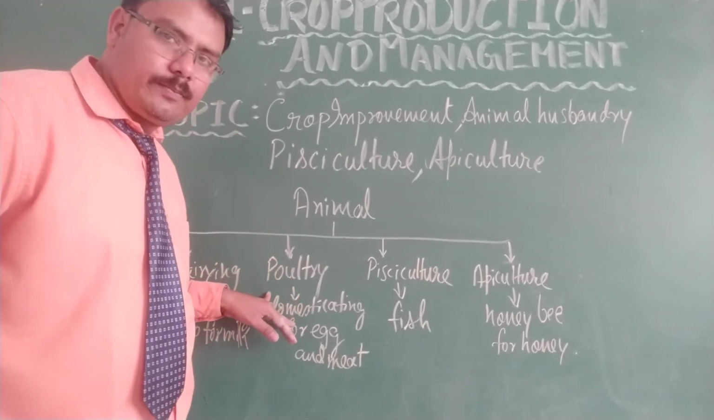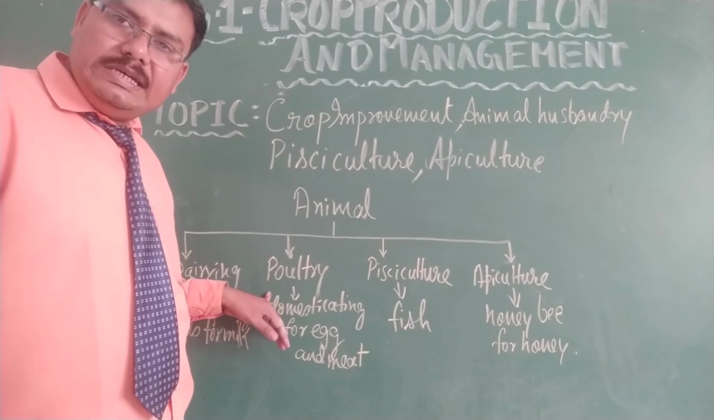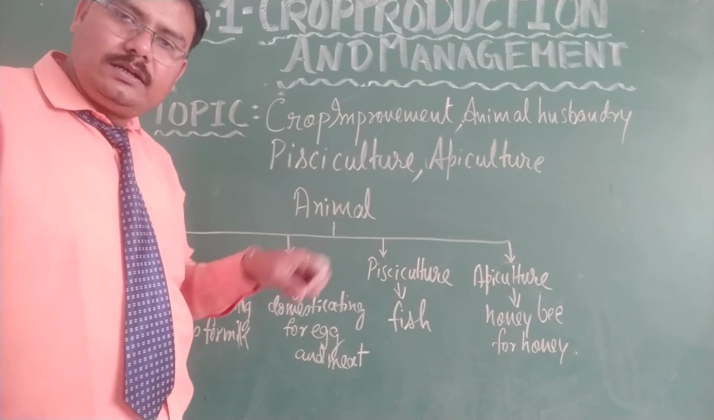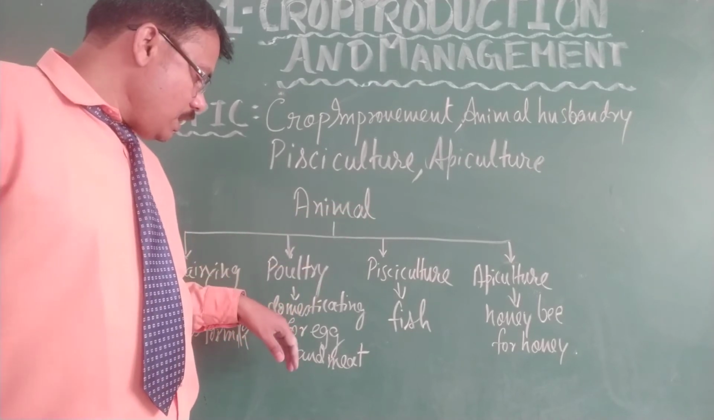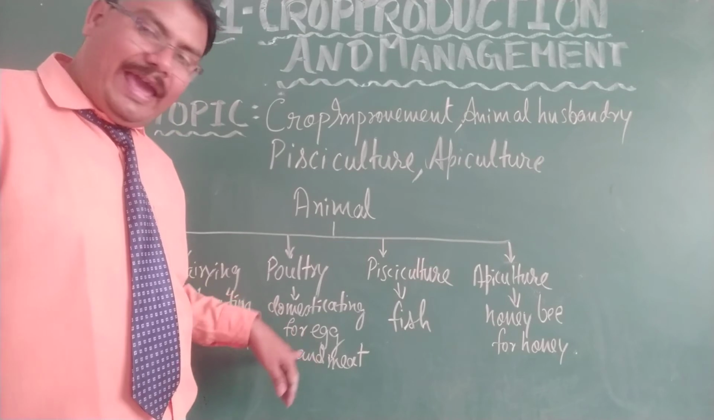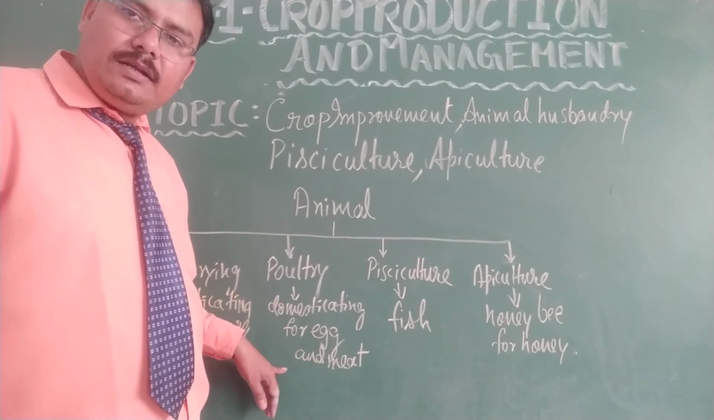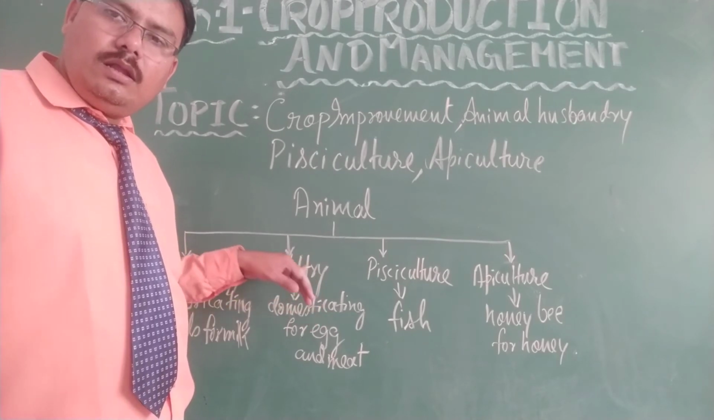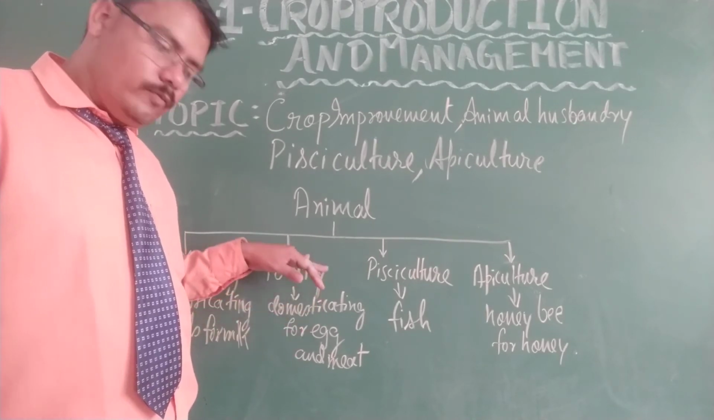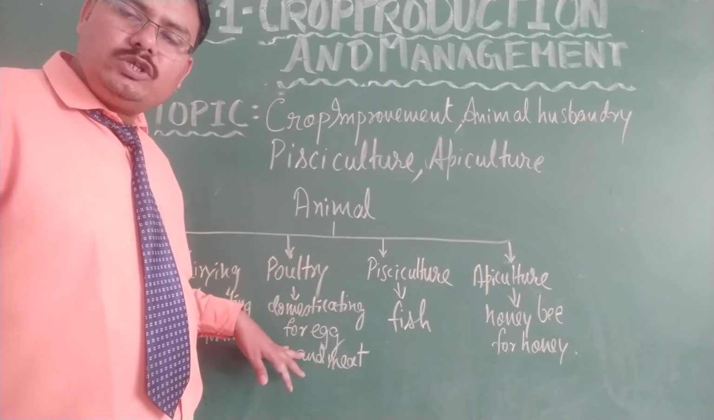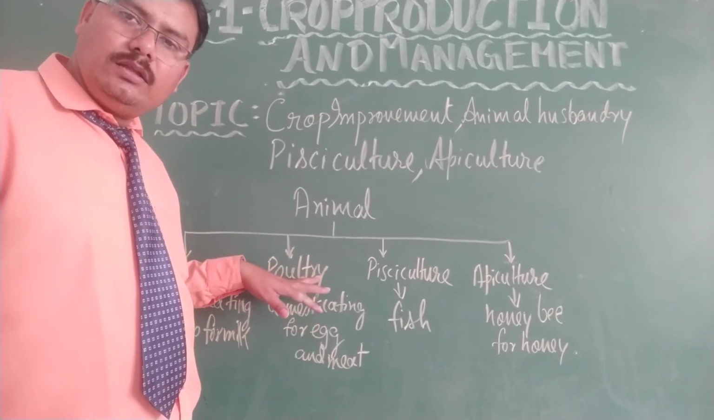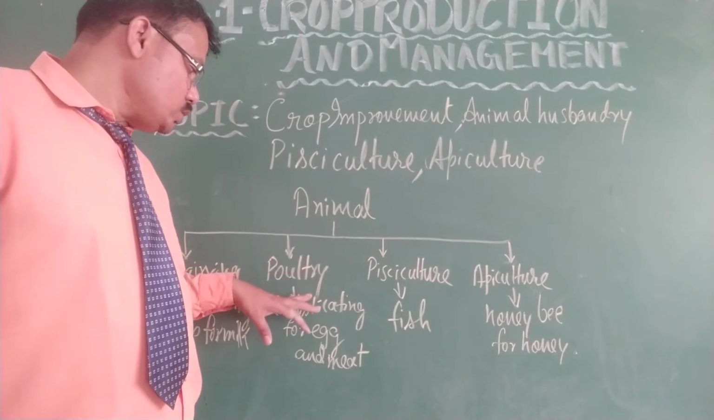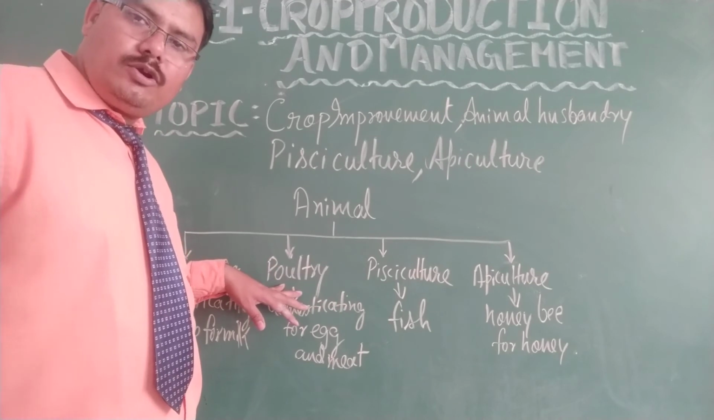Next is poultry. A few people also eat the flesh of chickens, and they also consume eggs. So poultry means taming birds like the cock, whose meat people eat, and the hen, which they tame to consume its eggs. That is called poultry.